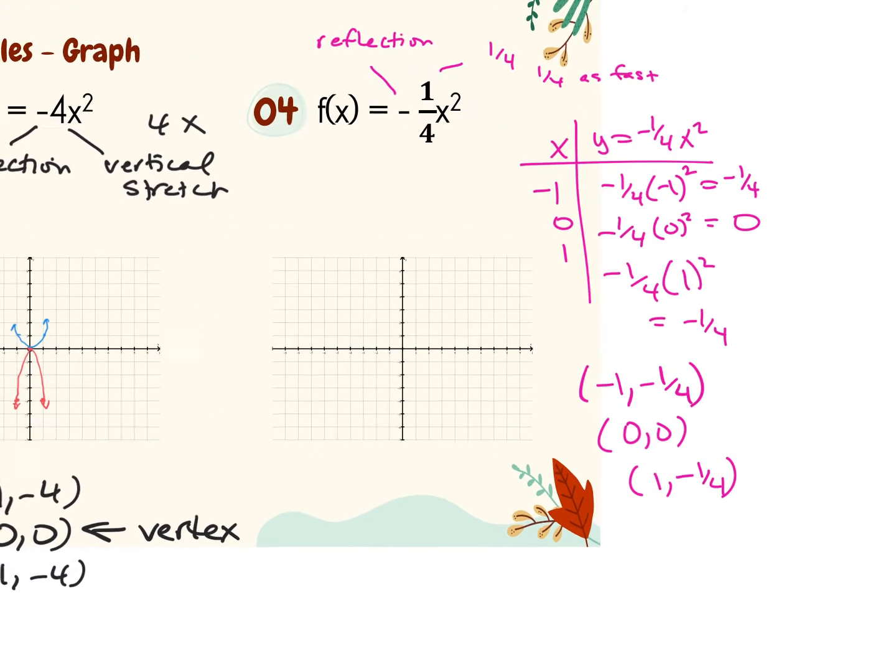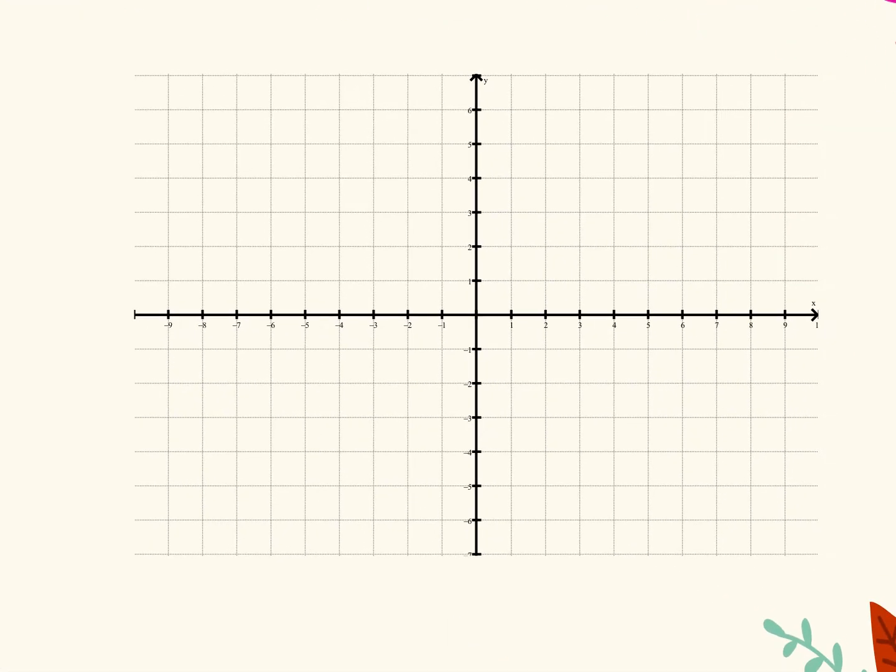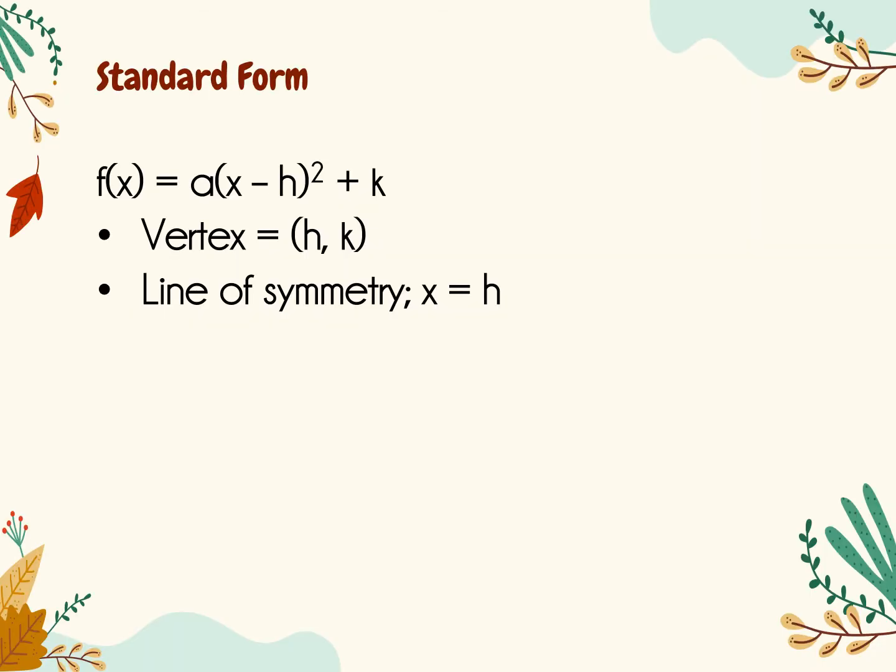And you're going to see that it's a reflection from the parent. So it'll be a sad parabola here. And then again, I'll graph -1. And again, it's kind of hard when they're fractions like this, but it's just super wide now. So let's go ahead and look.